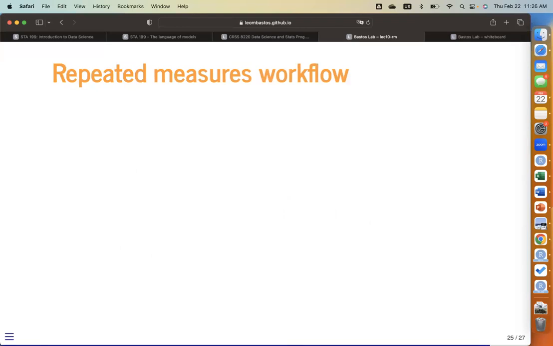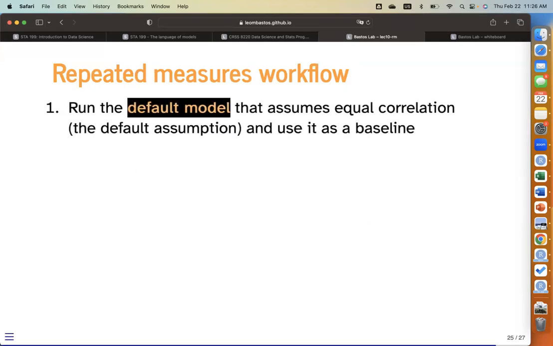All right, so just recapping here, what would be a repeated measure workflow? How do we go about this? How do we know which one of those structures is the best? The first thing is we would run our default model assuming no correlation. We don't even have to change anything about that. All the models we've been running are already assuming that. That would be our default model: no correlation, assuming that those values are all zero on the off diagonal of the errors. So we use that as our baseline.